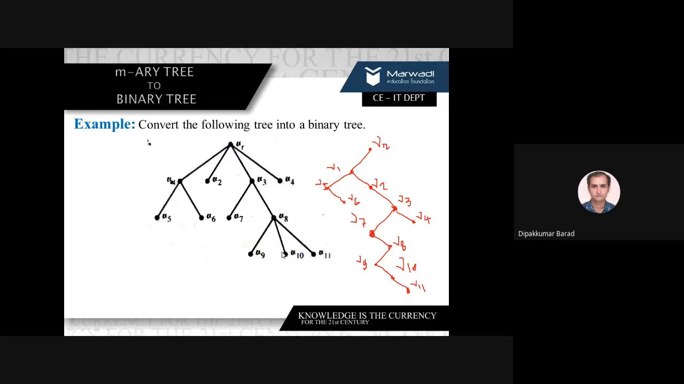V10 is on the right of V9 as a sibling, so it is the right child of V9. V11 is the right child of V10. In this way you can convert any M-array tree to a binary tree. The representation of a binary tree is very easy and easily interpreted. Both are equivalent, so that's why we convert into a binary tree.